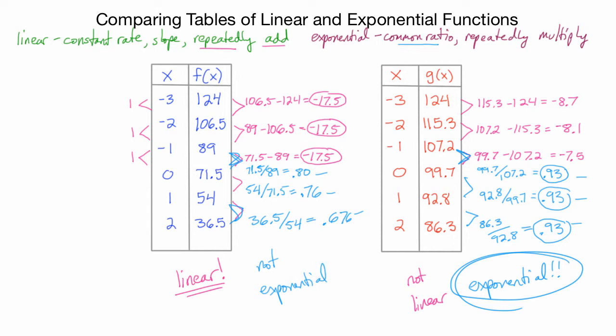So the one on the left was linear, and the one on the right was exponential. We look for patterns either by subtracting to see if they're the same or by dividing to see if they're the same. Hopefully that helps you understand the differences and better understand how linear and exponential functions themselves work in terms of repeatedly adding or repeatedly multiplying by the same thing.